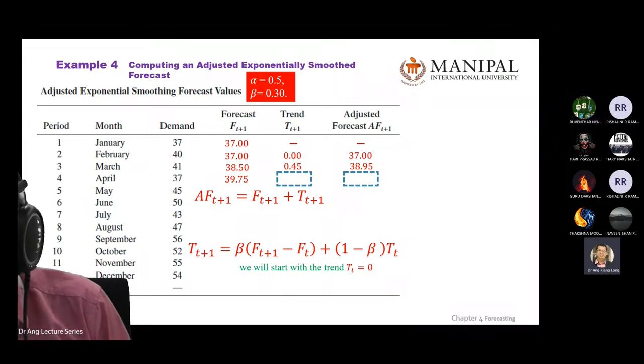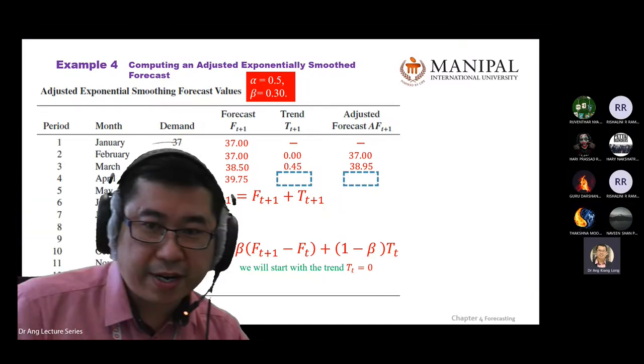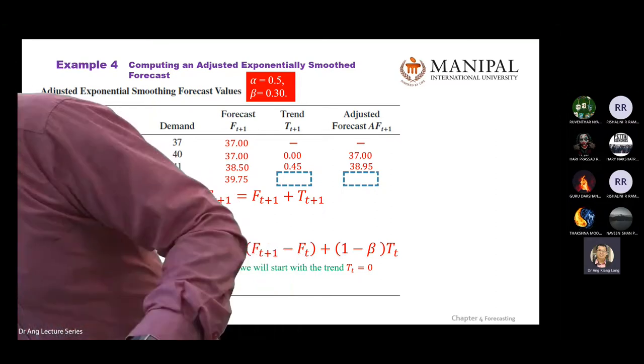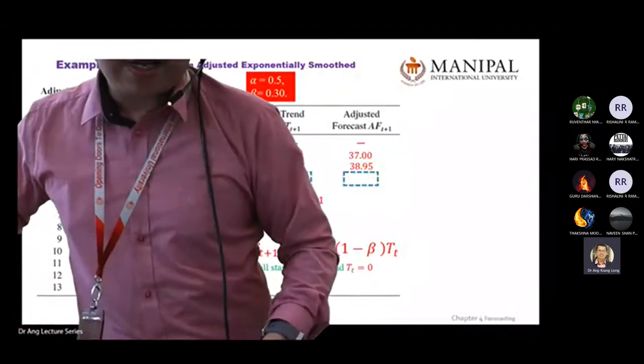Next, September will be Muti. Muti, are you ready? Yes, doctor. So September, the forecast will be? 45.71. Correct. What is the trend? 1.057. Okay, adjusted? 46.77. Okay, correct. So I've gone one round, a very detailed round in this class.